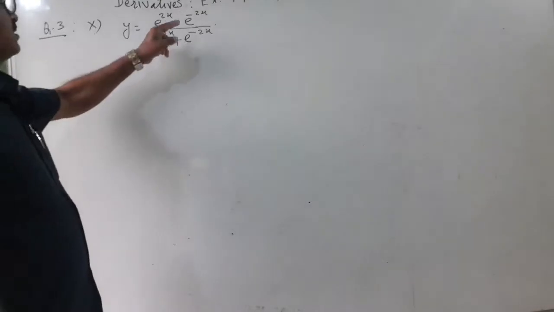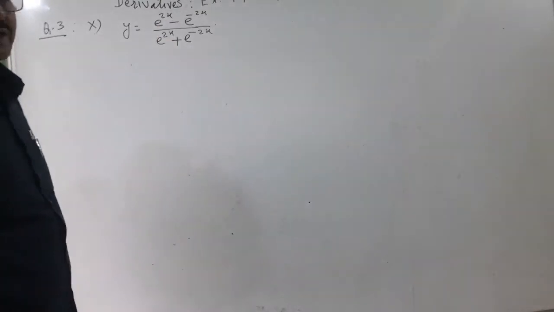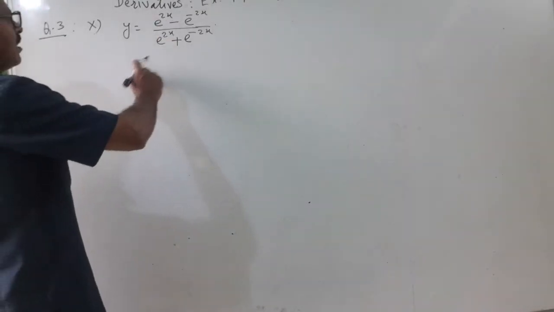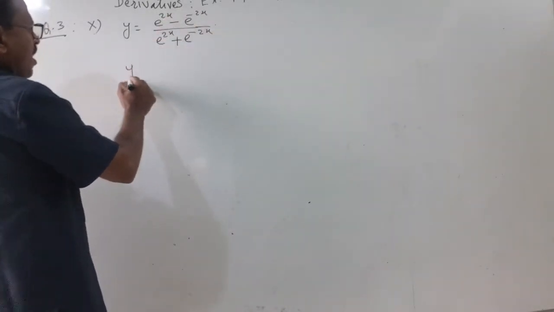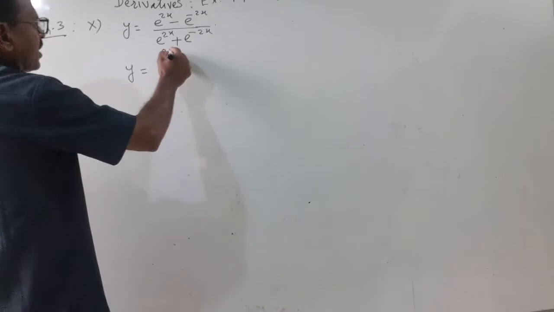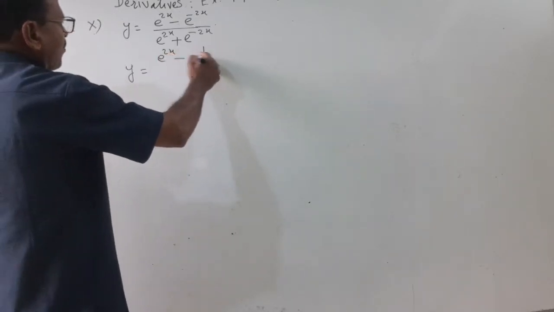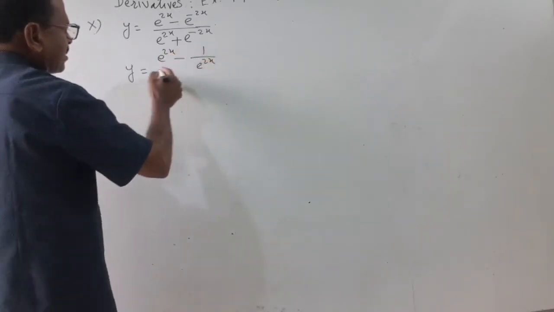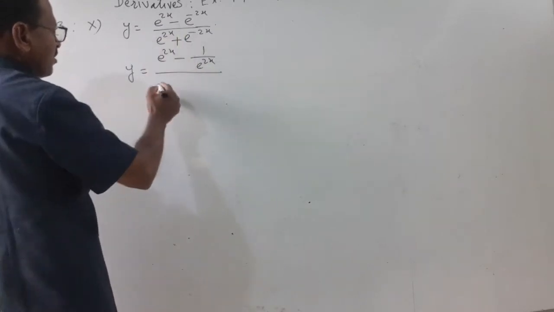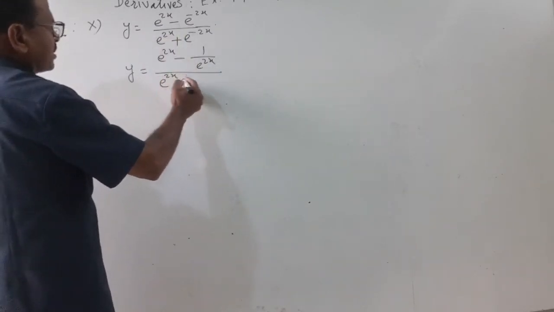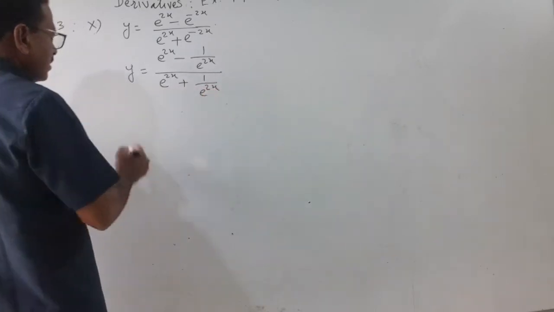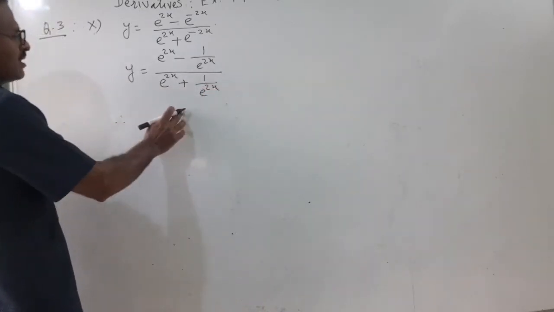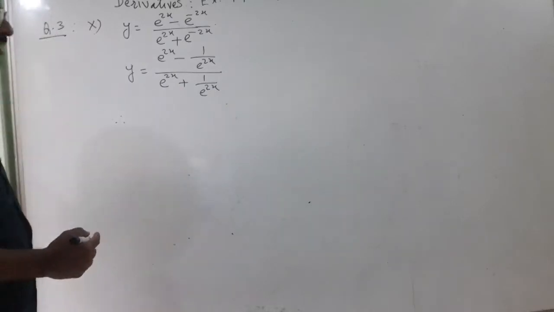In that, this sum that I have written here. So, this is the negative power. I will make it into the positive power. So, y is equal to e raised to 2x minus 1 upon e raised to 2x. This is also the same thing, e raised to 2x plus 1 upon e raised to 2x. Therefore, I will first of all simplify and then I will differentiate.